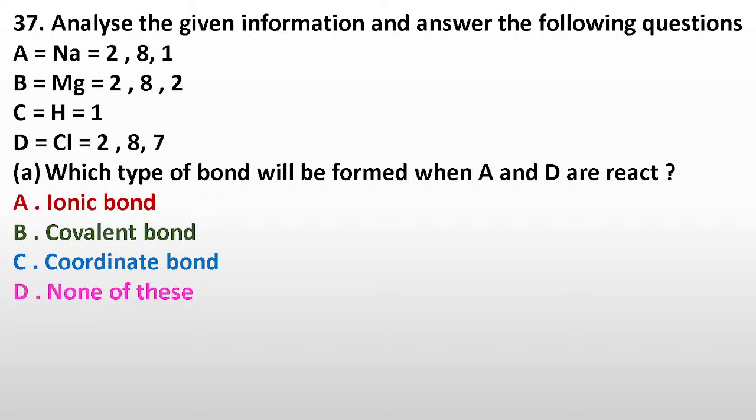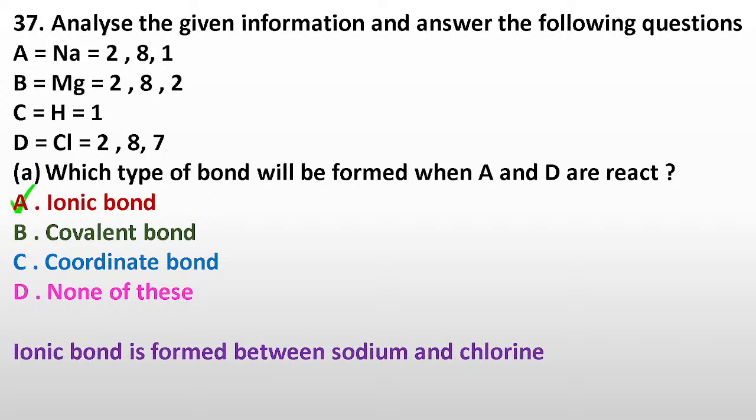So the answer for this question number 37A should be A, that is ionic bond, because ionic bond is formed between sodium and chlorine.